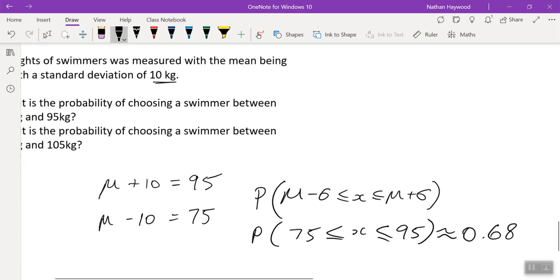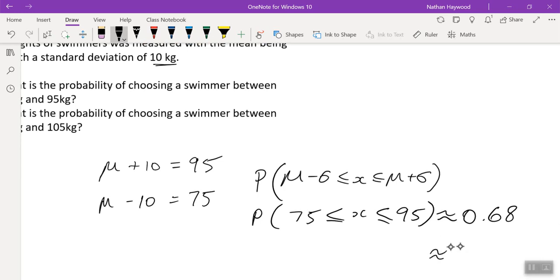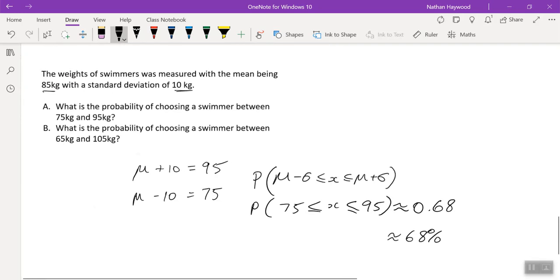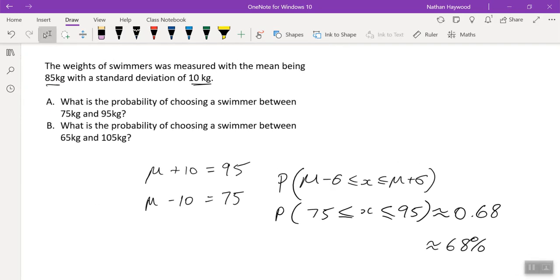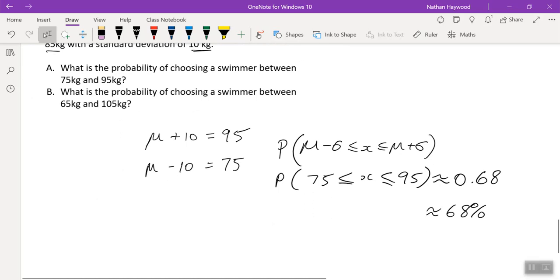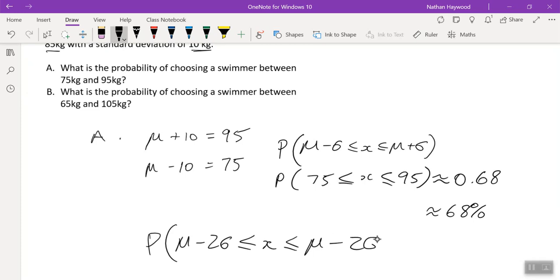So if I went round and just picked one of these women or men at the pool, there's a 68% chance they'll be within that weight range. Does that make sense? What about B? Hopefully it's pretty obvious. We discussed, it is 95%.